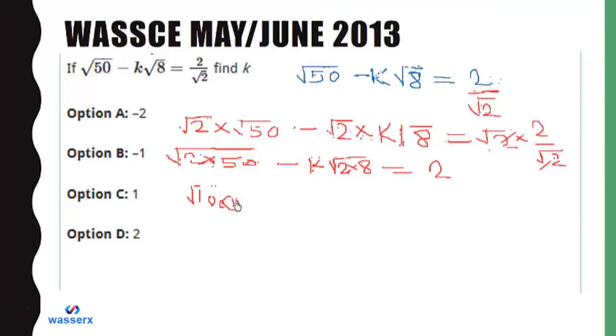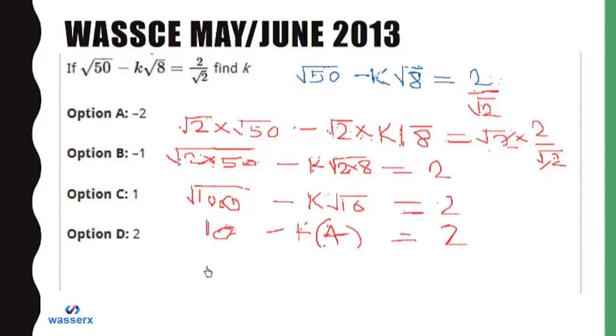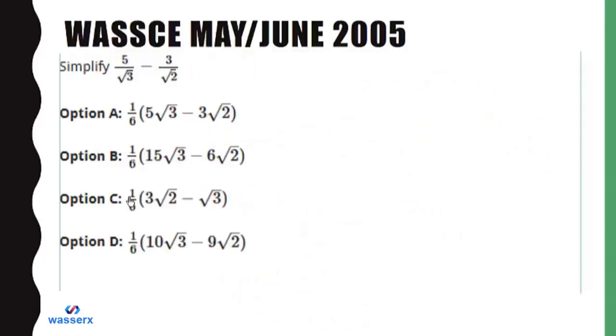Now we simplify further to obtain root 100 minus k root 16 rather, and this will be equal to 2. So this will give us 10 minus k times 4 equal to 2. Now we simplify further to obtain 8 is equal to 4k. So we divide both sides by 4 to obtain k equal to 2. Hence the correct answer is D.